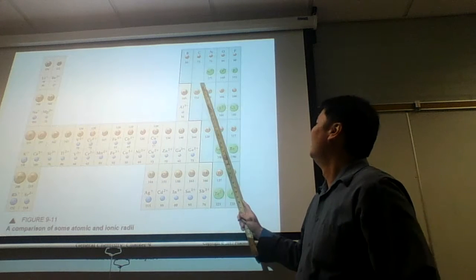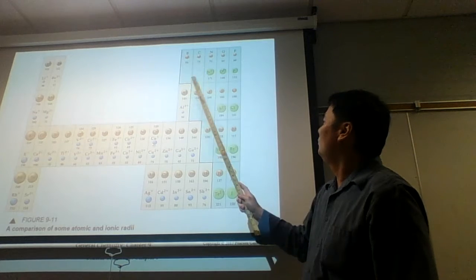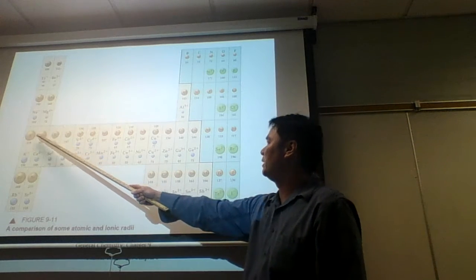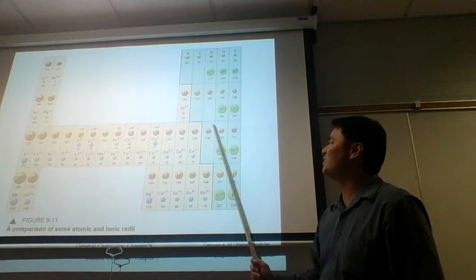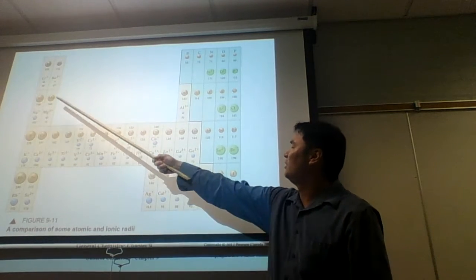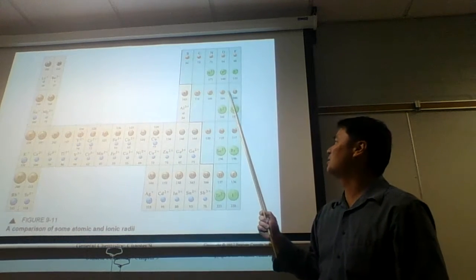No, that is the ions. The gold ones are the atoms, and we see the trend here. As you go across the periodic table, the size decreases. It kind of stays flat around the transition metals, but you can see the trend clearly here.